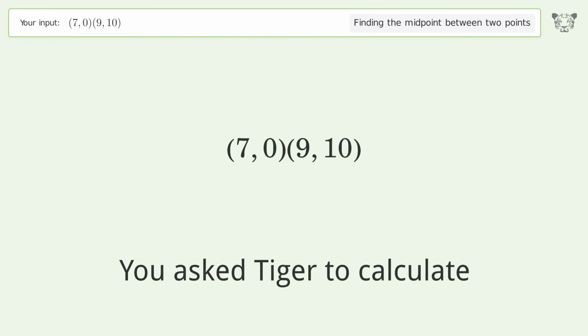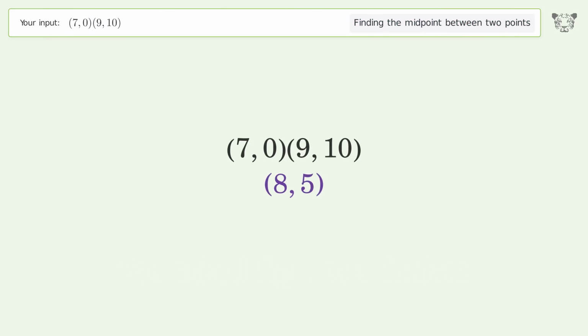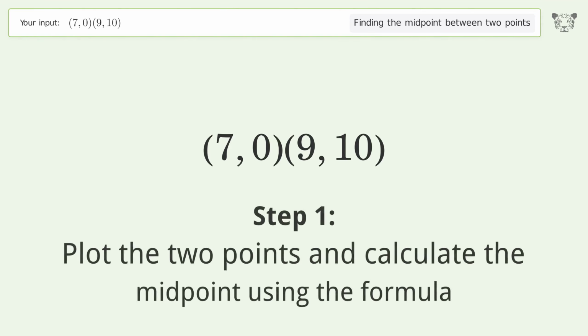You ask Tiger to calculate. This deals with finding the midpoint between 2 points. The midpoint between the 2 points is 8,5. Let's solve it step by step. Plot the 2 points and calculate the midpoint using the formula.